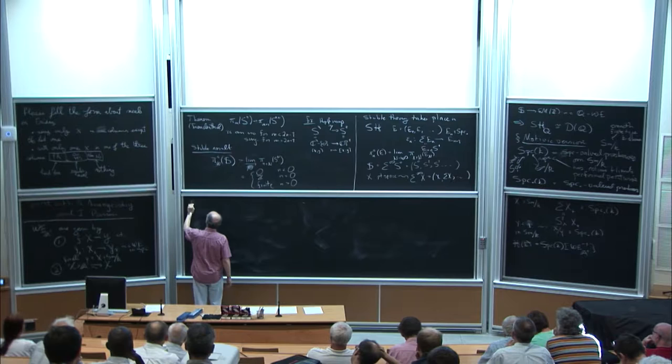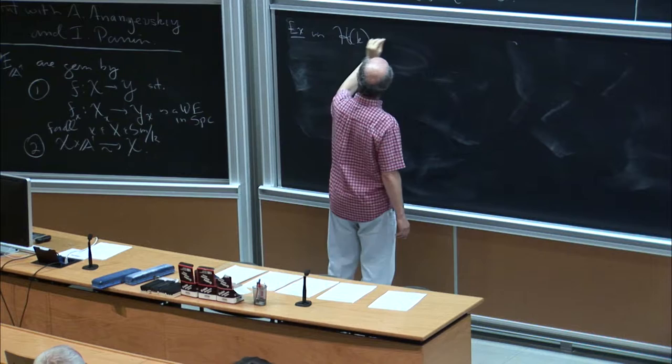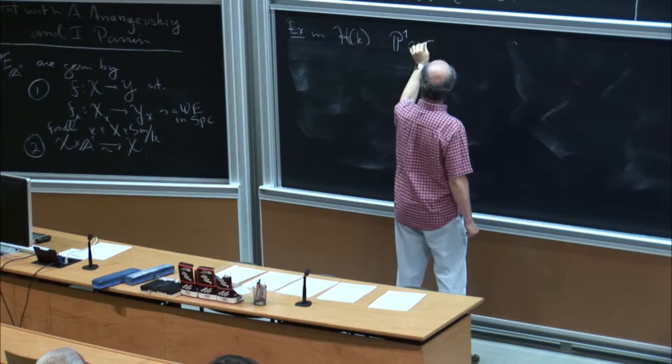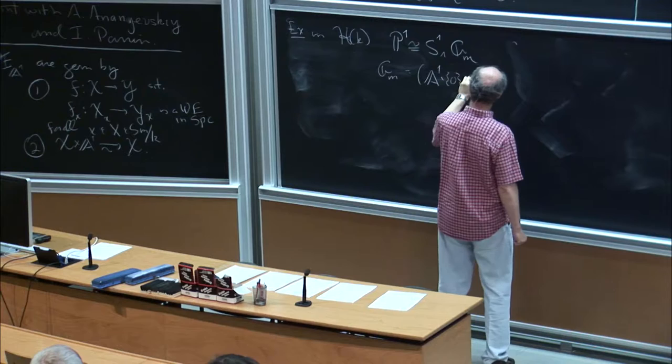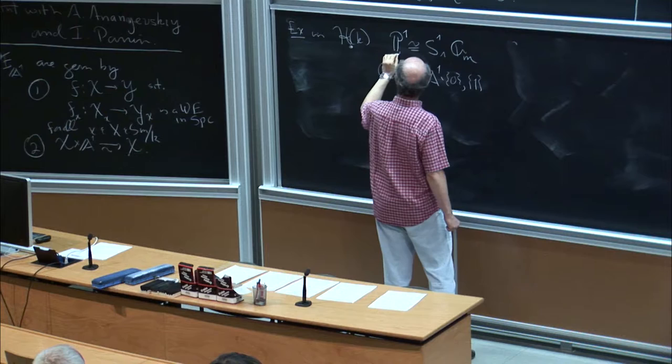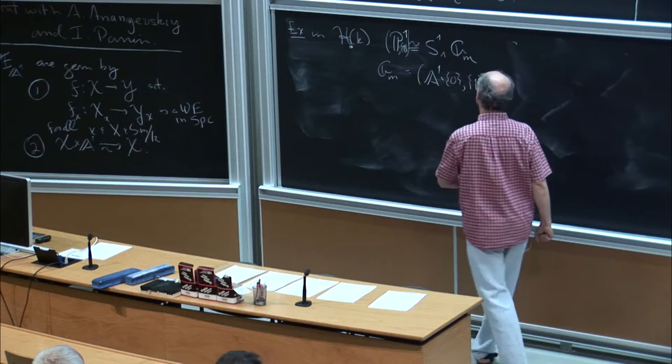So, for example, in H of K, the projective line is no longer discrete. It's the suspension of GM, where GM is the pointed scheme: you take the affine line minus the origin, pointed with 1. So this is P1, say, pointed by 1. Or you could use infinity, it doesn't really matter.